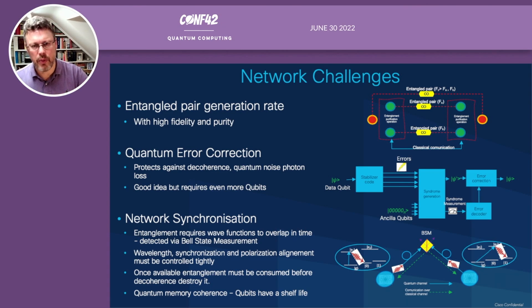Network synchronization is also another problem that we have to have. We have synchronization in networks today, but the level of synchronization that we're after is far tighter than we have in current networks. And it needs to be tight because we have to ensure that when we generate entanglement, the wave functions, we can measure accurately or determine accurately when particles are entangled, and that requires us to have a high degree of precision in the timing of the network.